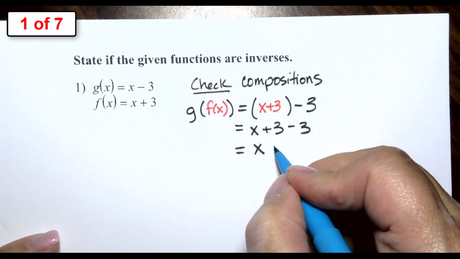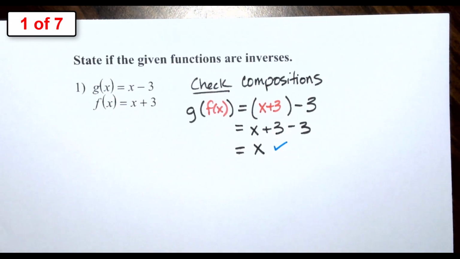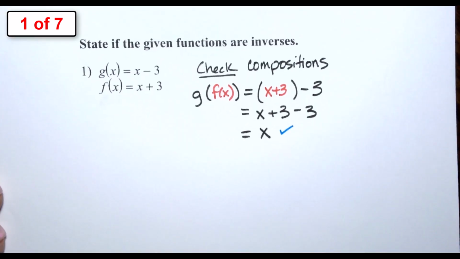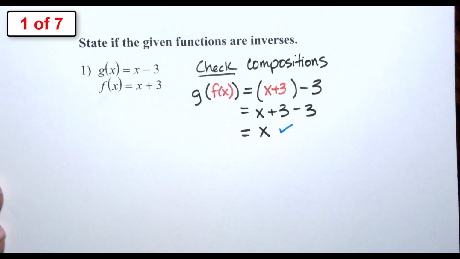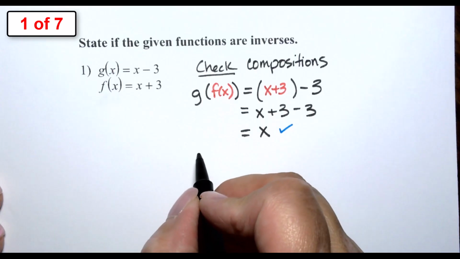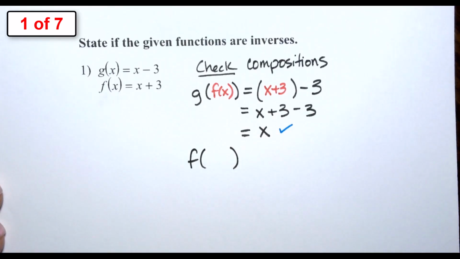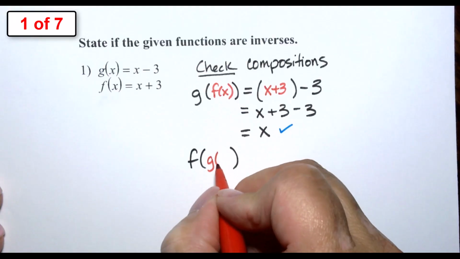Now, if I had done this composition and gotten anything other than an x, then I would stop right here and say, no, they're not inverses. But if you get the first one, you've got to check the second one too. So we're going to take f of x, and we're going to shove g of x in there.